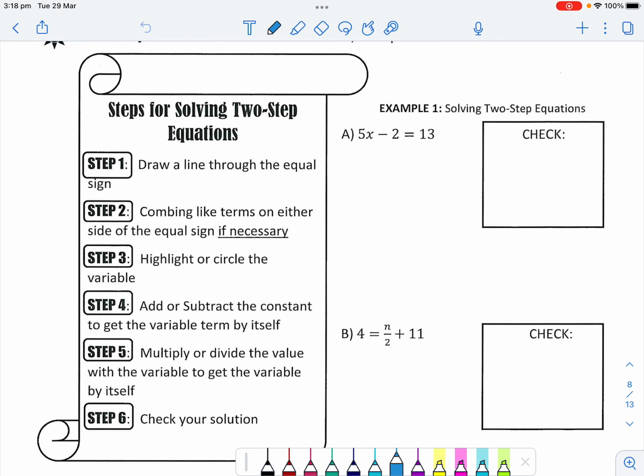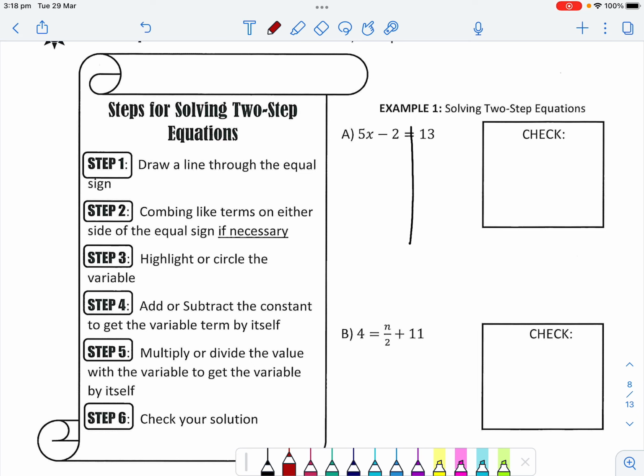So it says draw a line through the equal sign. So I'm going to draw a line through my equal sign, just like we've been doing. Then it says combine like terms on either side of the equal sign if necessary. So if I look at the left side, 5x minus 2, and I look at the right-hand side, 13, there is nothing to combine.